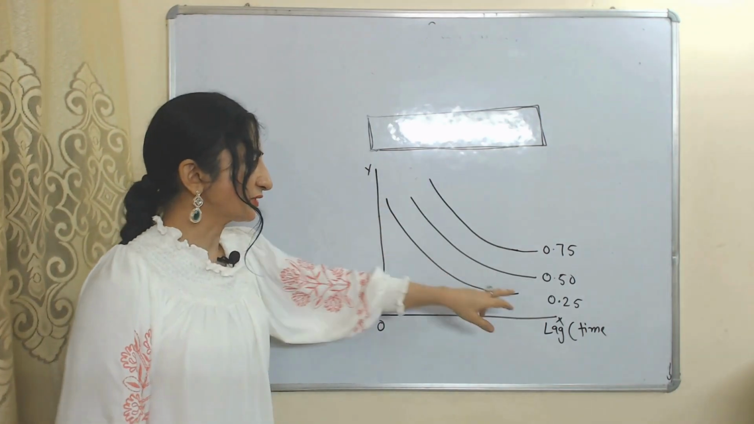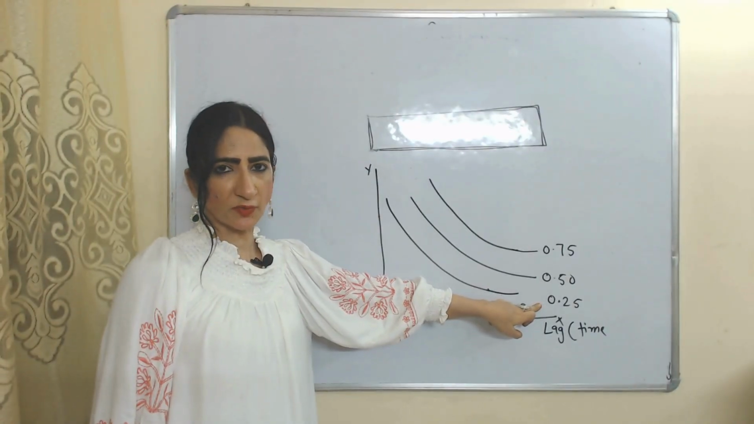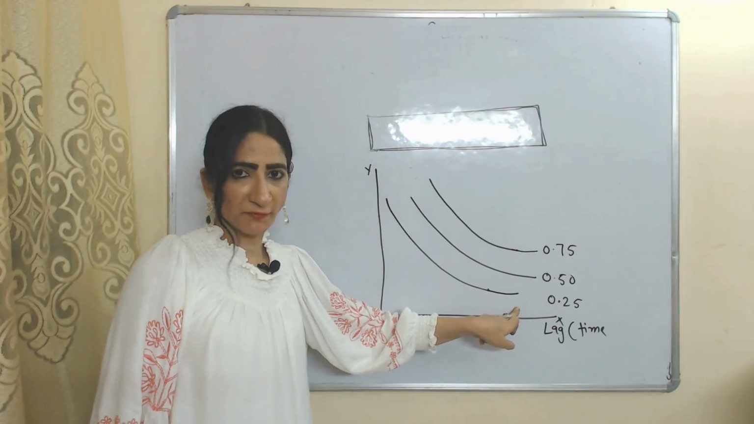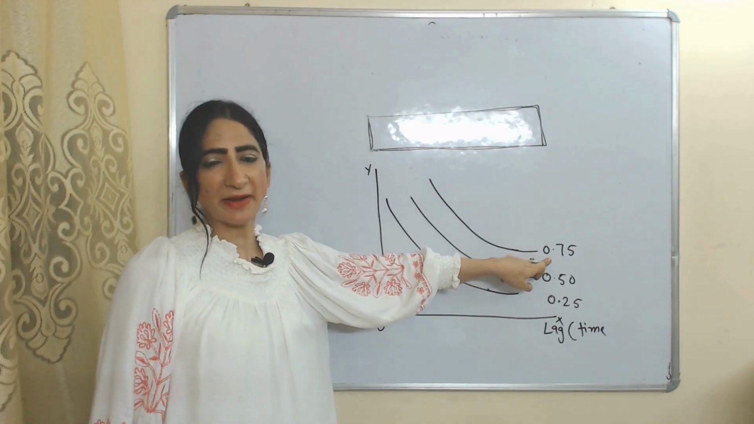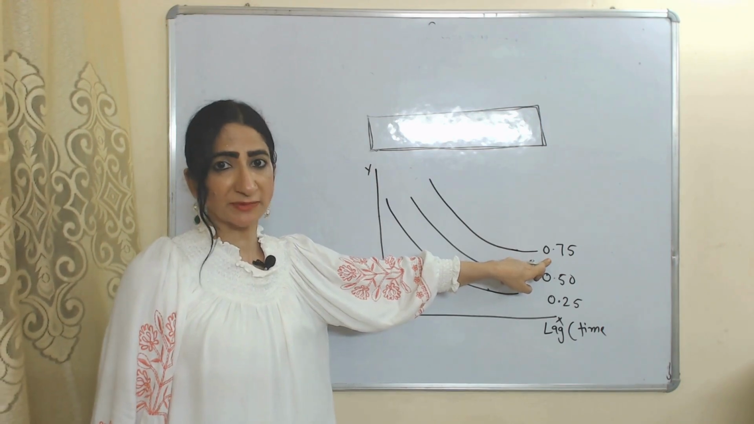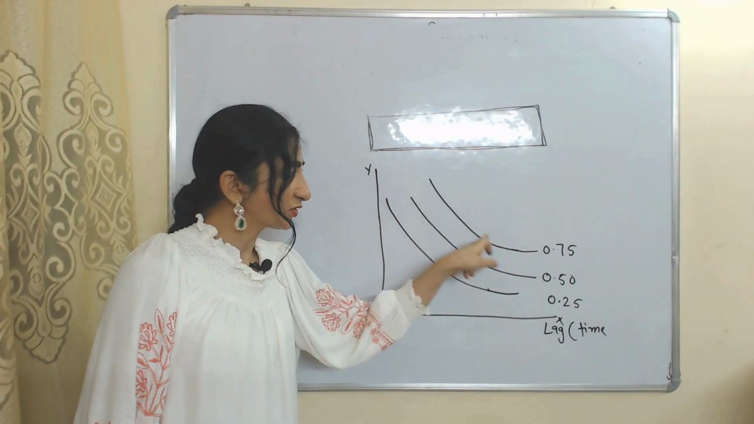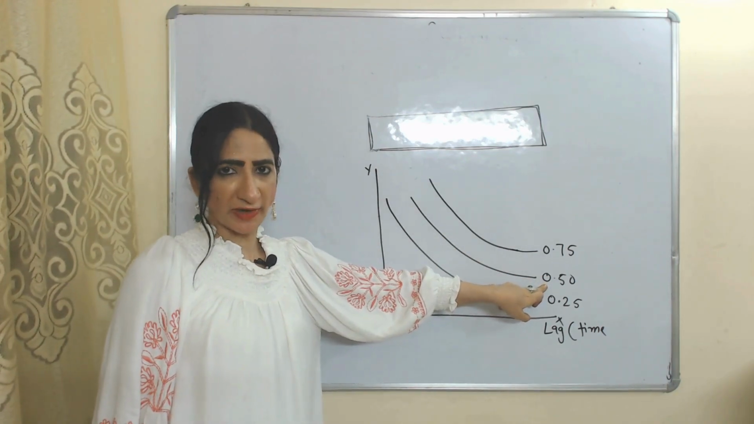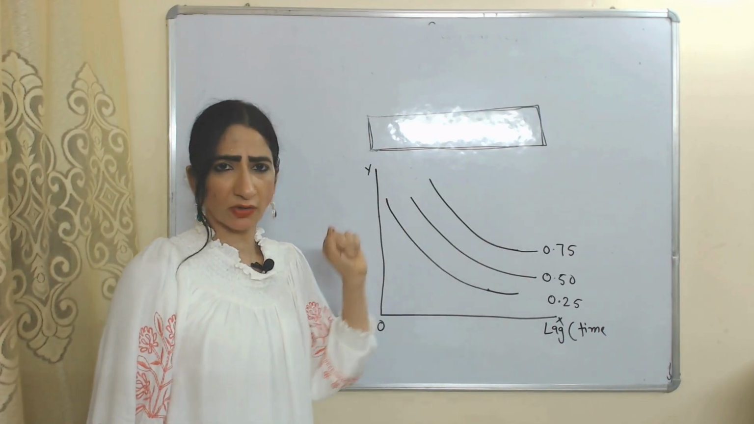In this diagram you can see when the value of lambda is 0.25, that means close to 0, then the rate of decline is very fast. When the value of lambda is 0.75, that means close to 1, then the rate of decline is slow. But when the value of lambda is 0.50, then the rate of decline is constant.